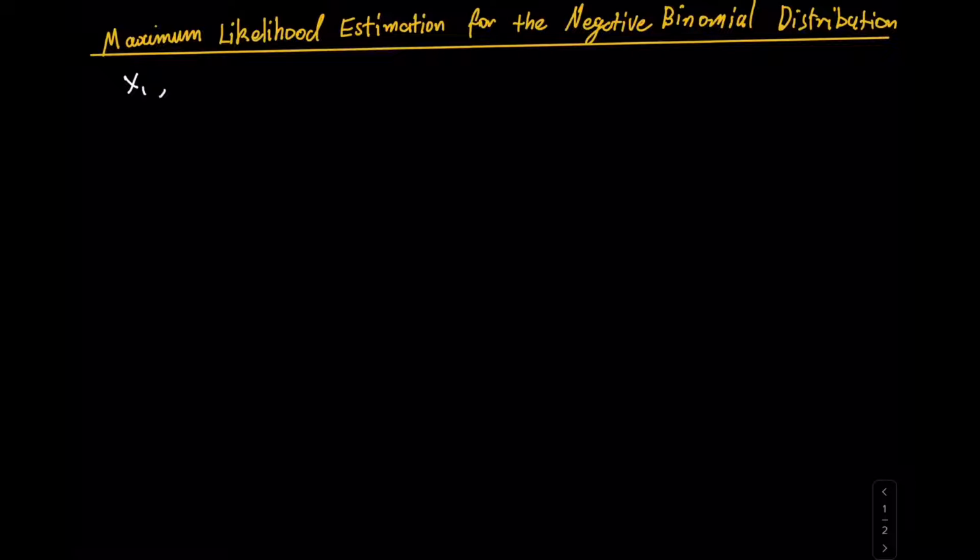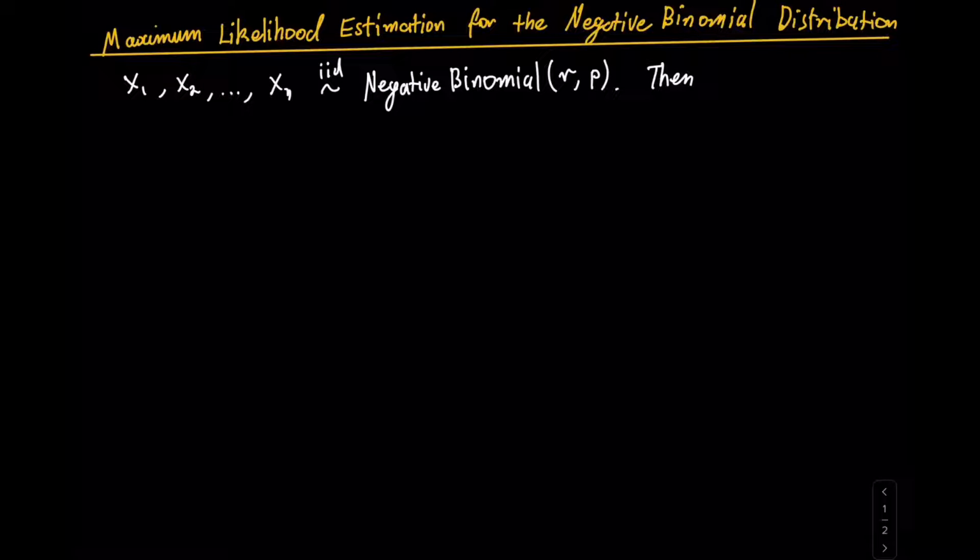Suppose we have a sequence of random variables, x1, x2, all the way up to xn, and let's say they are independently and identically distributed with a negative binomial distribution with parameters R and P. Then the PMF, the probability mass function of xi, is given by the following.